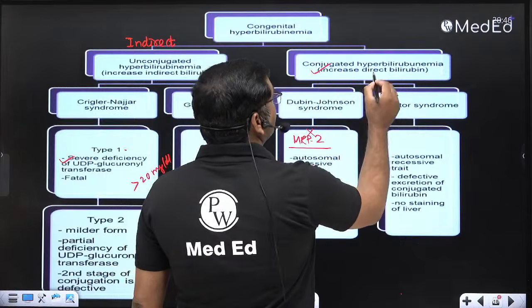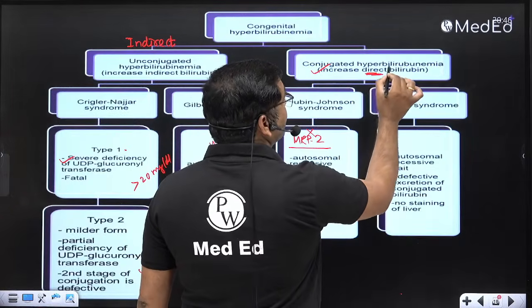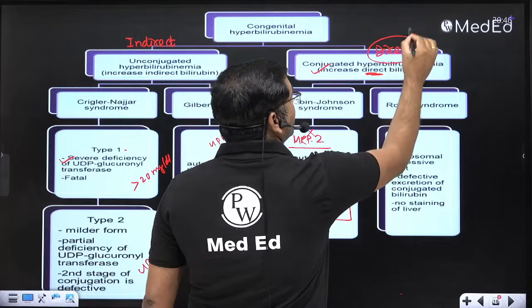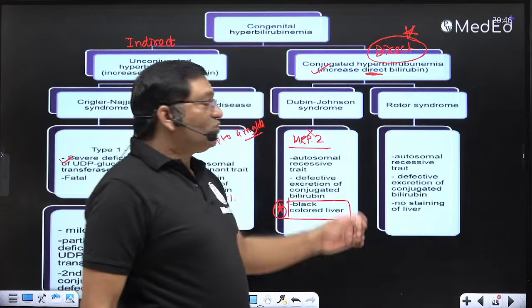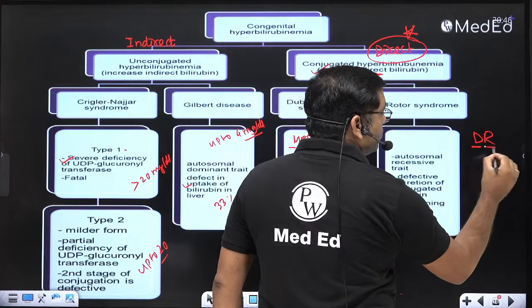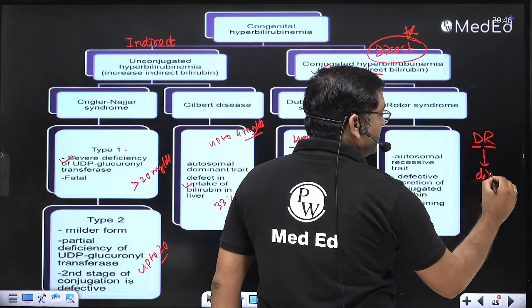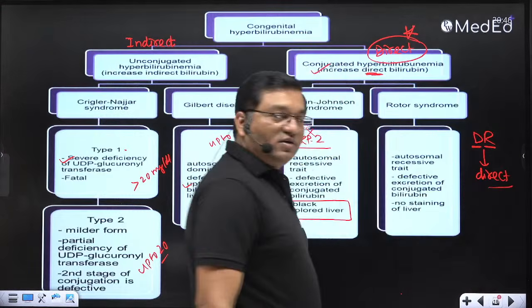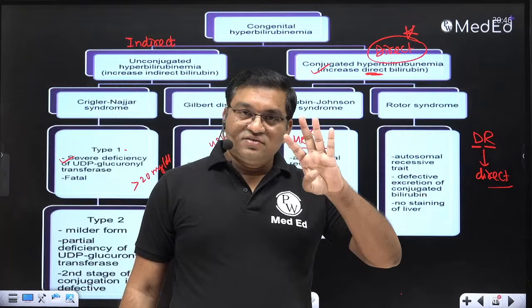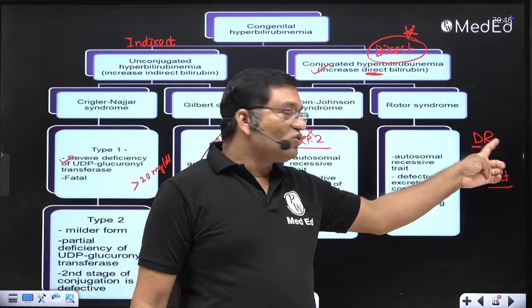Rotor syndrome is also a direct hyperbilirubinemia. There is increase in the direct bilirubin. Remember, these are the causes of direct hyperbilirubinemia, and this can be MCQ. So DR, direct: Dubin Johnson, Rotor. There is increase in the direct bilirubin in Dubin Johnson and Rotor syndrome.